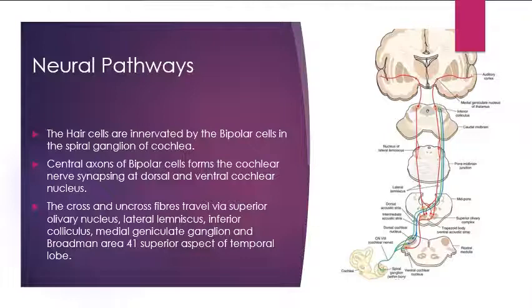So the hair cells are innervated by the bipolar cells. These bipolar cells are present in the spiral ganglion of the cochlea. Now the central axons of the bipolar cells will form the cochlear nerve, and they will synapse at the dorsal and ventral cochlear nuclei. From there, crossed and uncrossed fibers will go through the superior olivary complex. From there, lateral lemniscus, then the inferior colliculus, and the medial geniculate nucleus, then to the auditory cortex or area 41. I think we have discussed this before also.